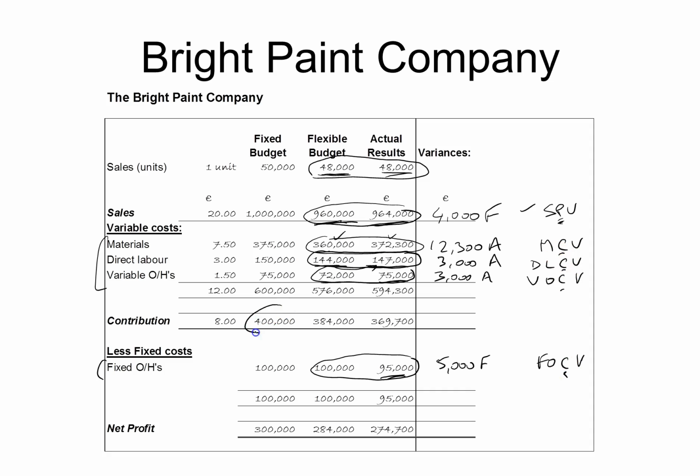Now I'm going to use the contribution to look at the volume variance. The fact is the volume fell from a budget of 50,000 down to 48,000. All things being equal, that would have caused the contribution to drop from 400,000 to 384,000, which is a drop of 16,000. So the fall in volume, all things being equal, would have caused the contribution to drop by 16,000. So therefore, that is an adverse variance.